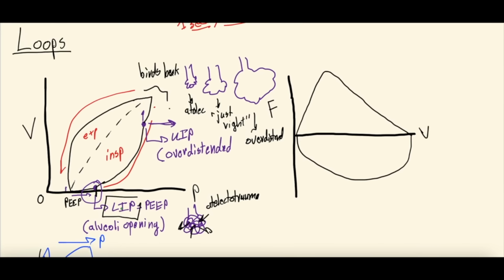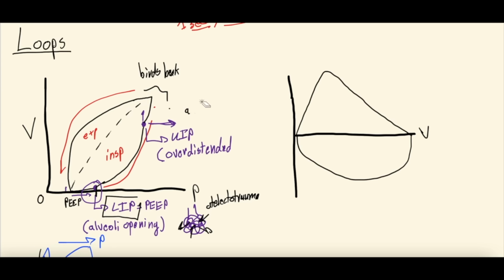The last loop we're going to talk about is here. It's the flow volume loop. Let me erase some of this just because it gets in the way. Oh, I erased the F for flow. So the other one over here is the flow volume loop. All right, and the flow volume loop, I don't look at it as much. Maybe I should. I guess I'm guilty of that.